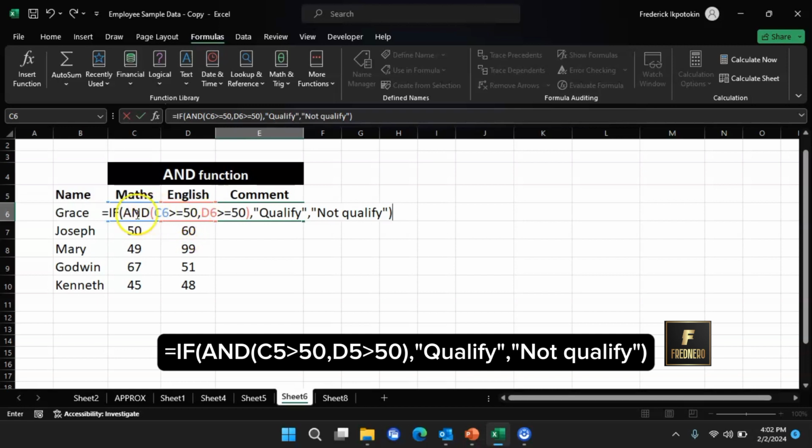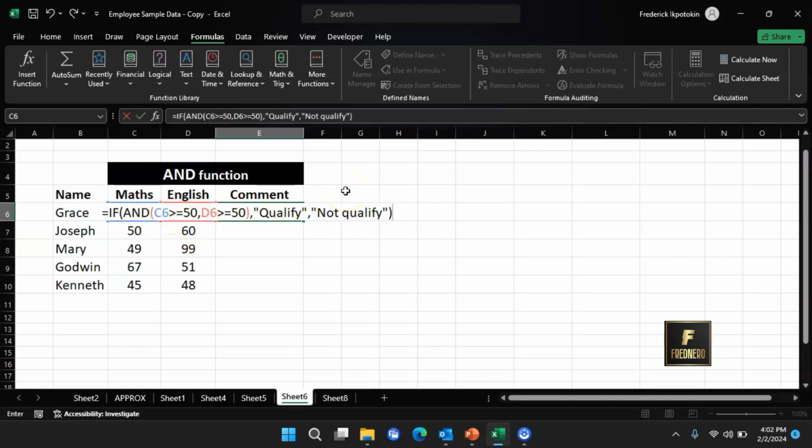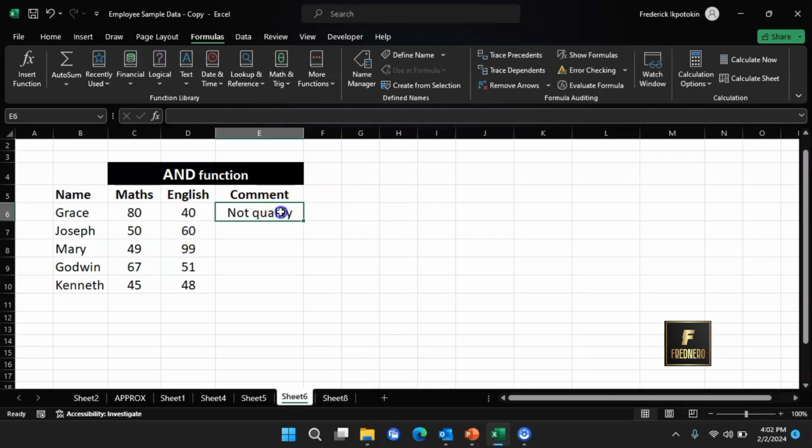Check it well. If the person scores 50 and above, the person qualifies for both maths and English. Now he's saying that the person did not qualify. The person scored 80 in mathematics and 40 in English. The person did not qualify because one of the conditions was not met. So that's the reason why he's saying the person did not qualify.